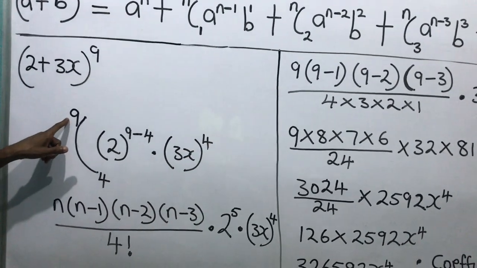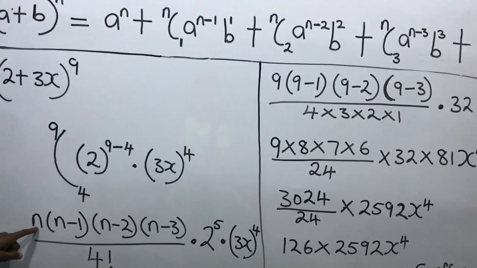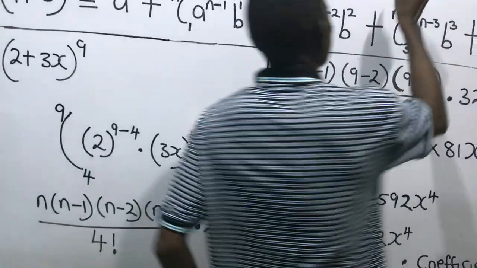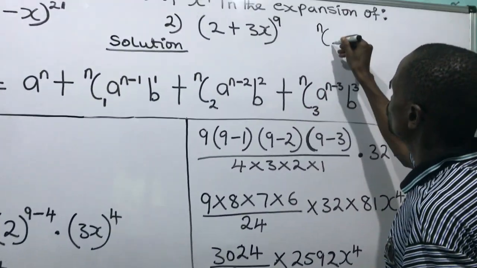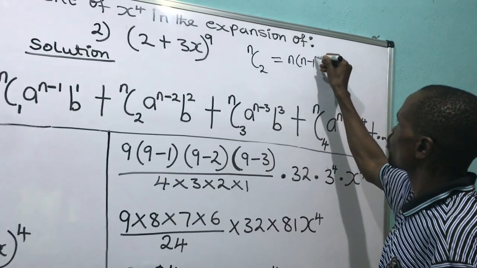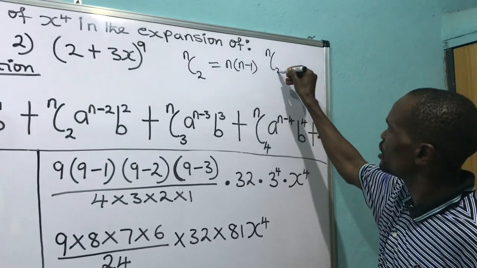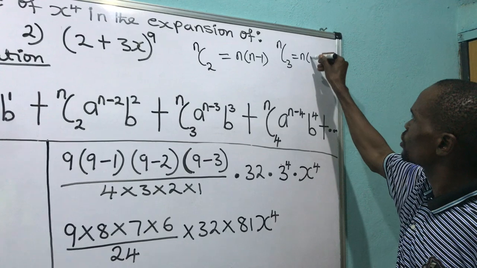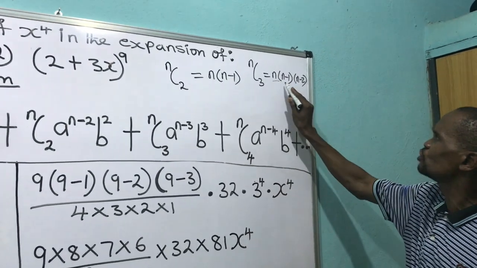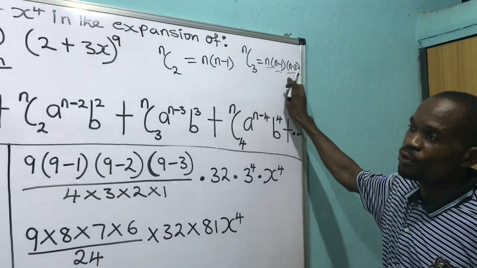Then what does this mean? It means out of n, I'm choosing 4. Therefore, it becomes n into n minus 1. As I said before, if I have n choosing 2, it means n into n minus 1. That's 1, 2. If I have n choosing 3, it means n into n minus 1 into n minus 2. Now 1, 2, 3. So this takes me to where this will stop.